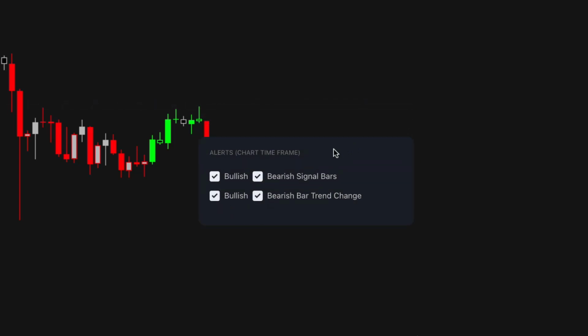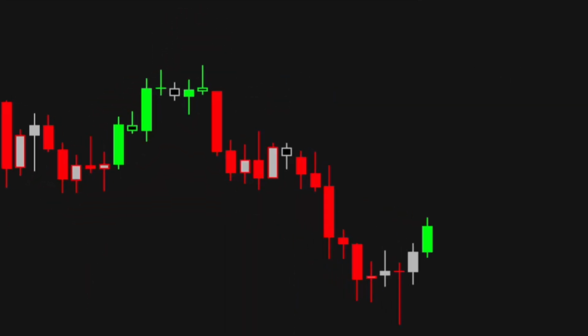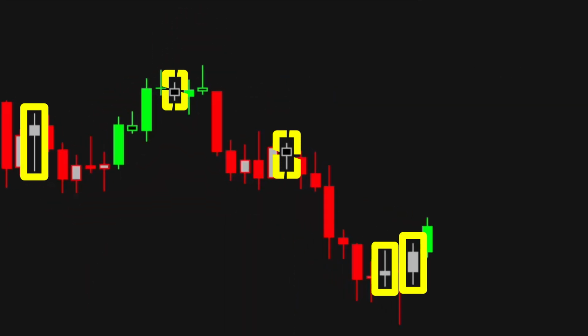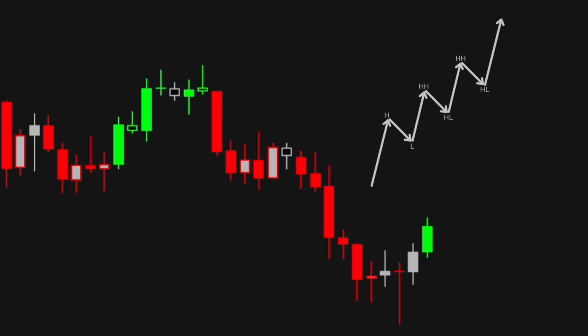again. In the settings, you can set an alert for bullish and bearish bar trend changes to get notified when a new trend gets confirmed. That's extremely comfortable. You might have noticed that we have some gray and black bars in between. They are indicating a neutral market state where price is consolidating before either continuing its trend or starting a new trend. Now let's move on to the signal bars.